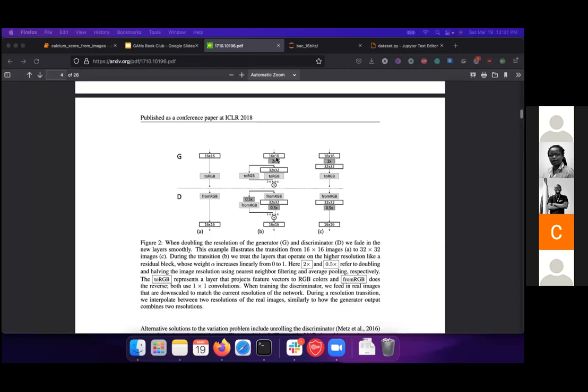So we are not directly creating a bigger image. We create a smaller image and try to fool the discriminator with it. Once the discriminator has been fooled for the smaller image, we create a bit bigger image, 4x4, then 8x8, and we try to fool the discriminator with the 8x8 image. Next, we grow to 16x16, 32x32, and so on. That's how we can create larger images with progressively growing GANs.